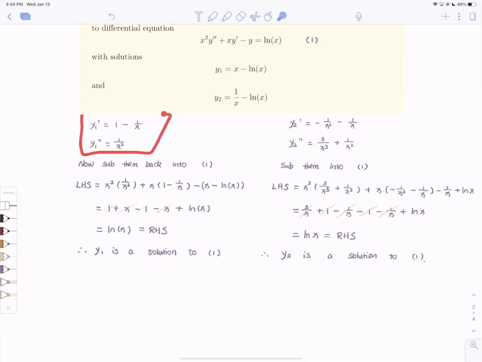Now you can sub those back into the ODE. You'll get x squared times this, and so on. The rest is just computation. And eventually, if you can get back to your right-hand side, which is ln x, then you show that this is a solution to the ODE. Similarly, for y2, you take the first and second derivative, plug them back into the ODE, okay? And if you can get ln x, which is your right-hand side, then you can say that this is a solution to the ODE. Any question?